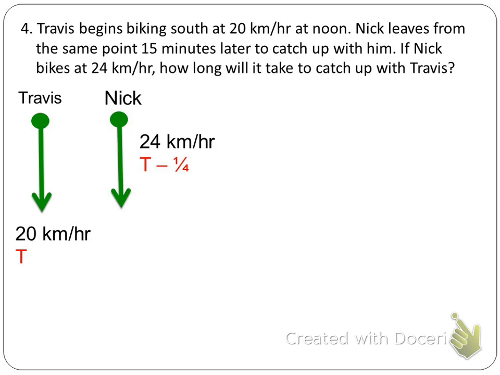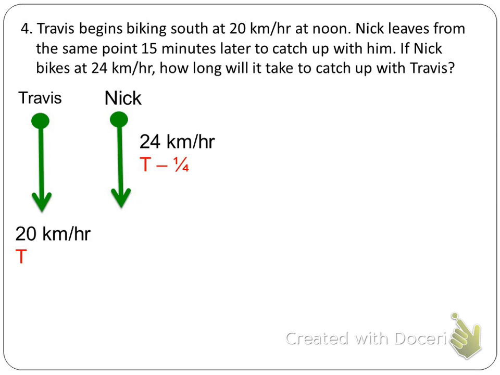Okay, here's where it gets a little tricky. However long it takes till they're together, Nick lost 15 minutes, right? Like if it takes them an hour to catch up with each other, Nick only got to bike for 45 minutes. If it takes them 2 hours, Nick only got to bike for 1 hour, 45 minutes, right? 15 minutes is a quarter of an hour. So whatever the total time is for them to get to the same spot, we have to subtract off that 15-minute head start that Travis got that Nick did not get. Nick didn't get to ride his bike during that time.